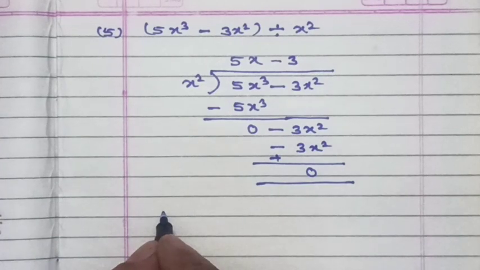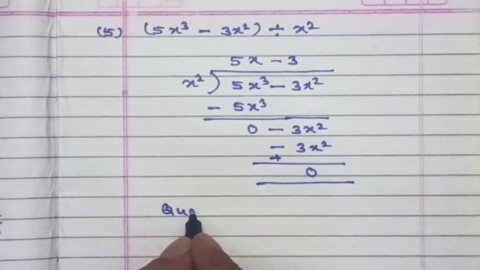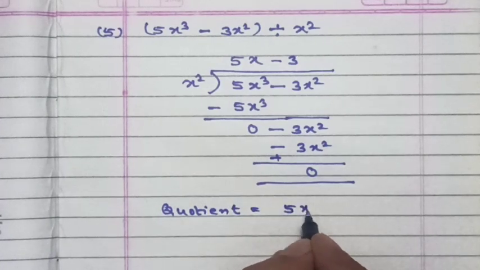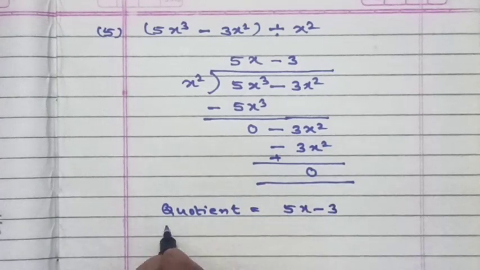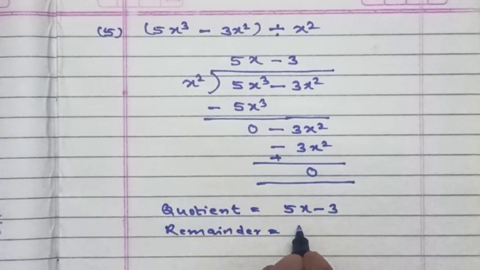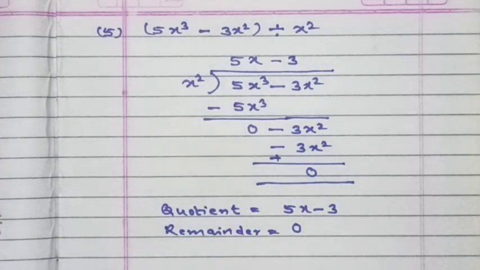So here you can say quotient is 5x minus 3, whereas remainder is equal to 0.